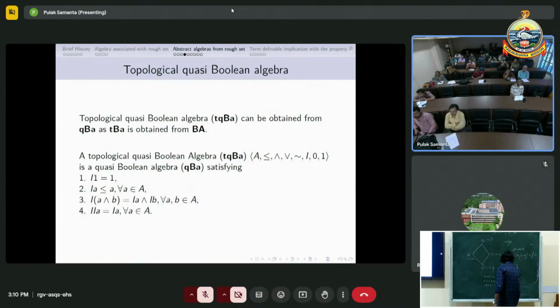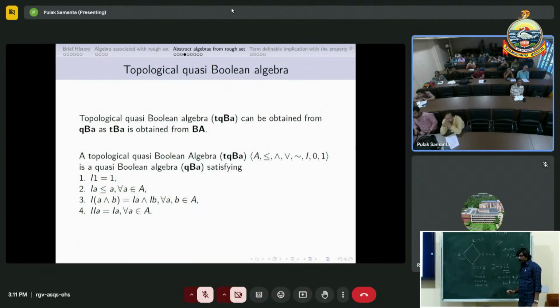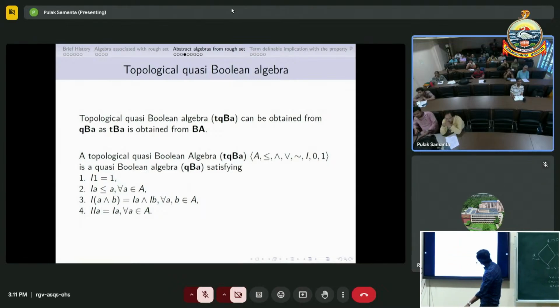Therefore this is always A, which is not equal to 1, but A is less than or equal to A. So in this 4 element topological quasi-Boolean algebra, or Boolean algebra, we can't have any definable arrow in terms of other operators which is going to satisfy the P property. So in these two structures our search is negative.